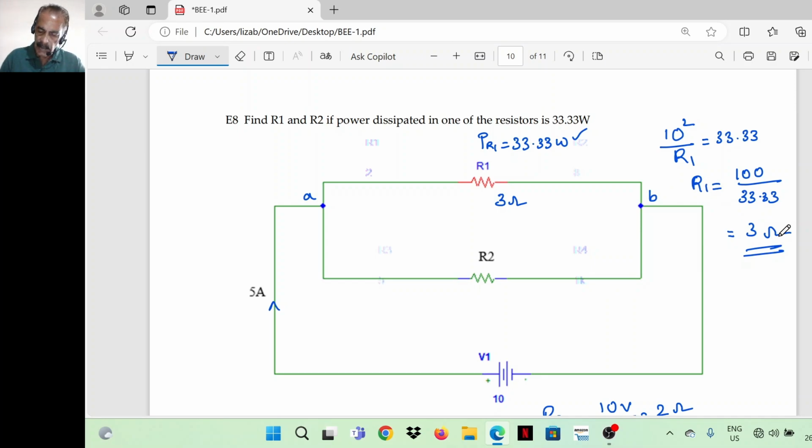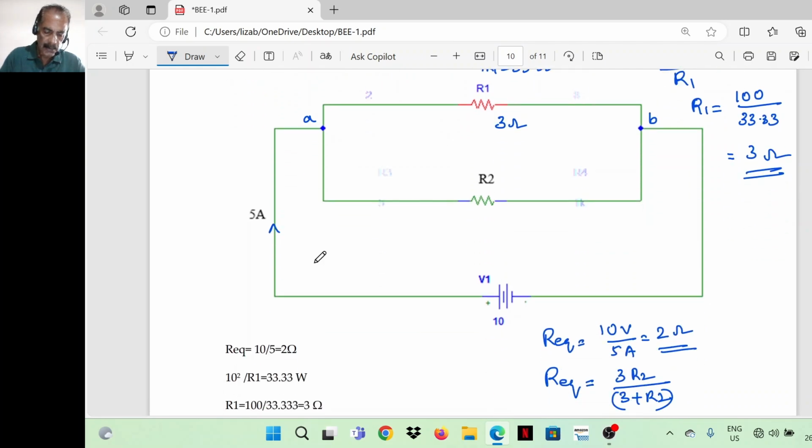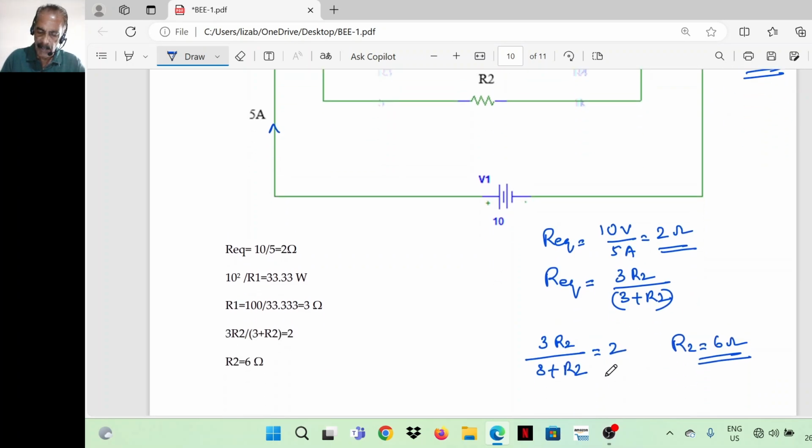Now the equivalent resistance of the circuit can be found by dividing the applied voltage by the total current taken by the circuit. 10 by 5, that is 2 ohm, is the equivalent resistance of the parallel combination. Also, we found the value of R1, that is 3. 3 into R2 divided by 3 plus R2 is the equivalent resistance across terminals A and B. Equating these two, 3 into R2 divided by 3 plus R2 is equal to 2. We can solve for R2, which is 6 ohms.